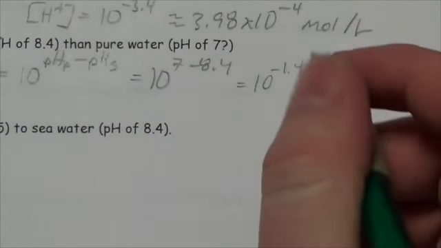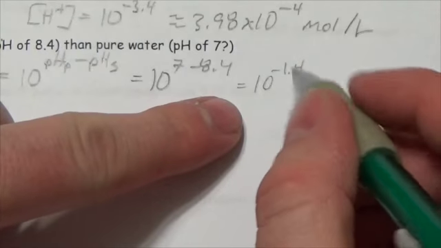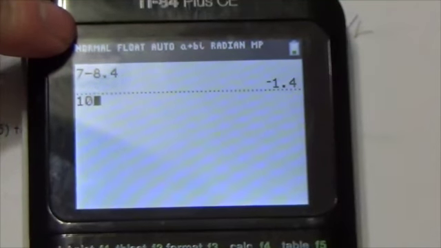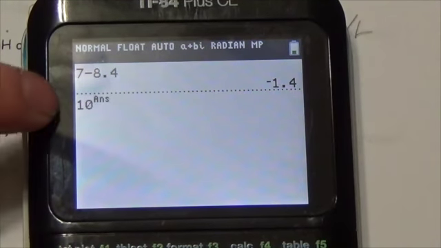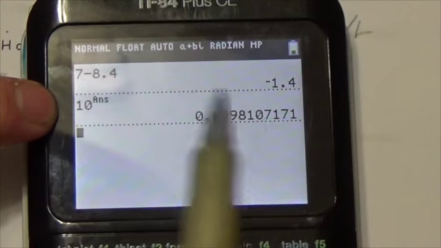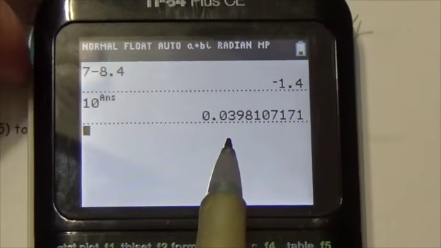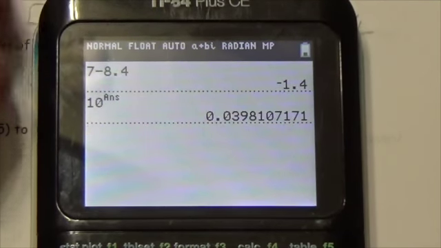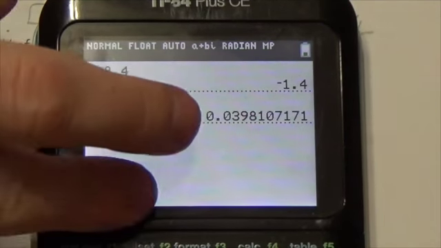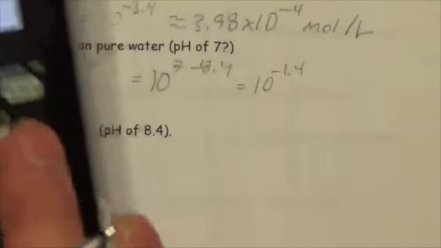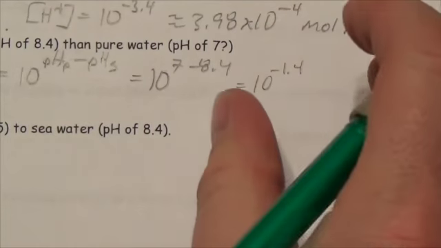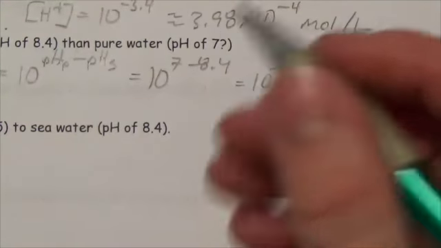Now, okay, think about what this means here. We can actually evaluate that. This is 10 to the power of our answer there, negative 1.4. So this is how much more acidic seawater is than pure water. Now it's this small decimal here. If we want to compare alkalinity, what we're going to do is reciprocate that, because we're going in the opposite direction here. So this is comparing the acidity. To compare the alkalinity, I'm going to reciprocate it.